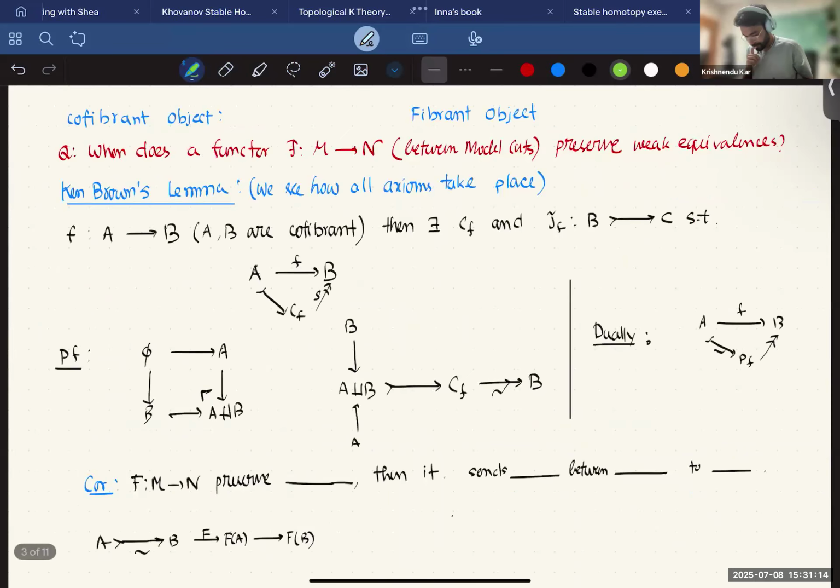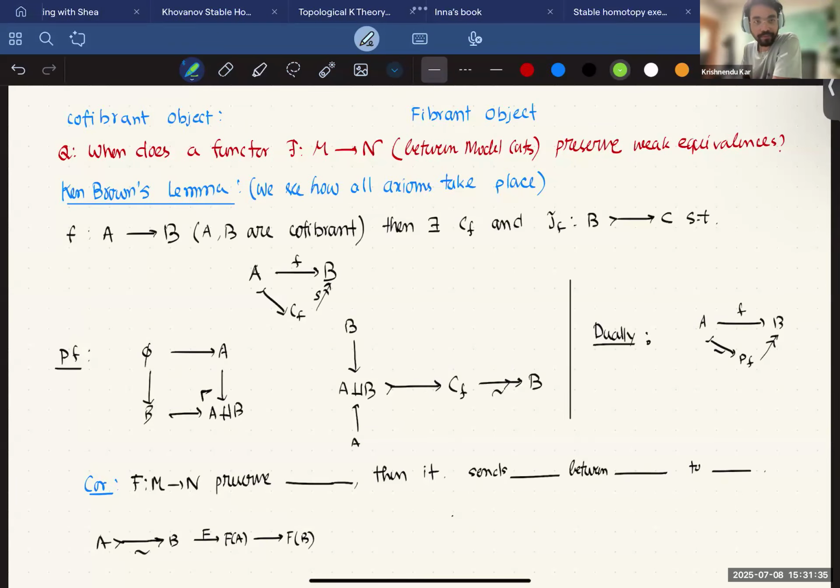Okay. Let's move on to the next topic. Now, to study the homotopical features, homotopy groups, or homotopy equivalence, we need to define something called cofibrant and fibrant objects. That's what I mentioned in the beginning of the talk. So let's talk about them.